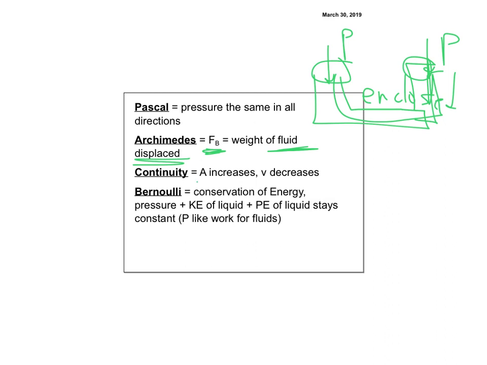Continuity, we said that already. There's an inverse relationship. As A increases, V decreases. And Bernoulli, we already said that. Bernoulli's conservation of energy, and it's just the pressure, the kinetic energy, the potential energy stays constant. Pressure is like work, so we kind of said that.